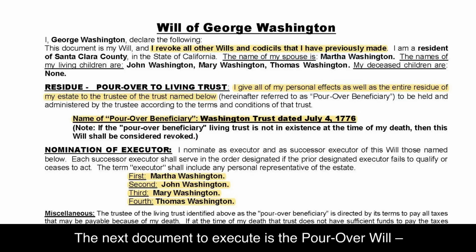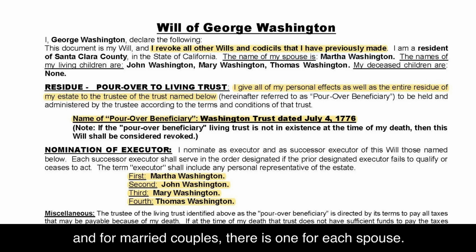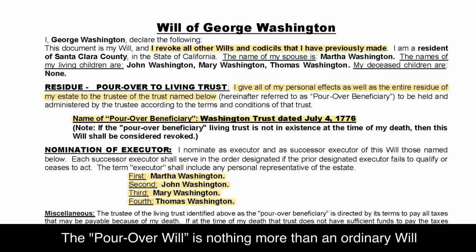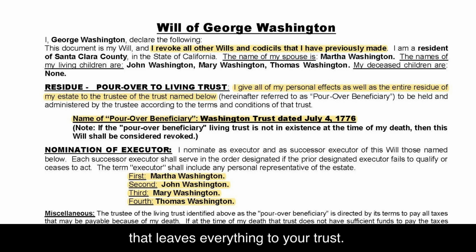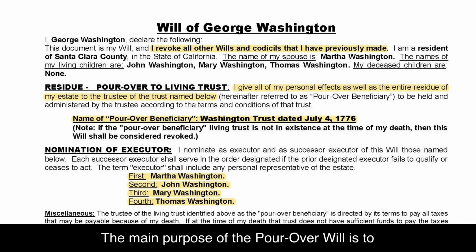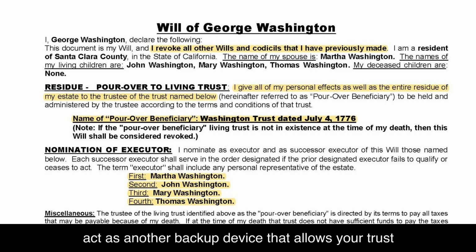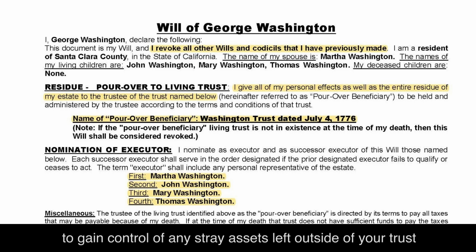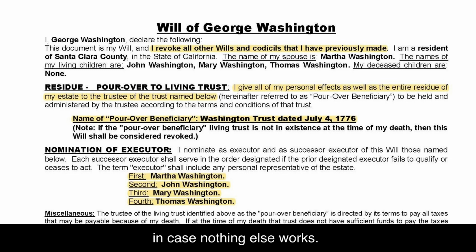The next document to execute is the pour-over will, and for married couples, there is one for each spouse. The pour-over will is nothing more than an ordinary will that leaves everything to your trust. The main purpose of the pour-over will is to act as another backup device that allows your trust to gain control of any stray assets left outside of your trust in case nothing else works.